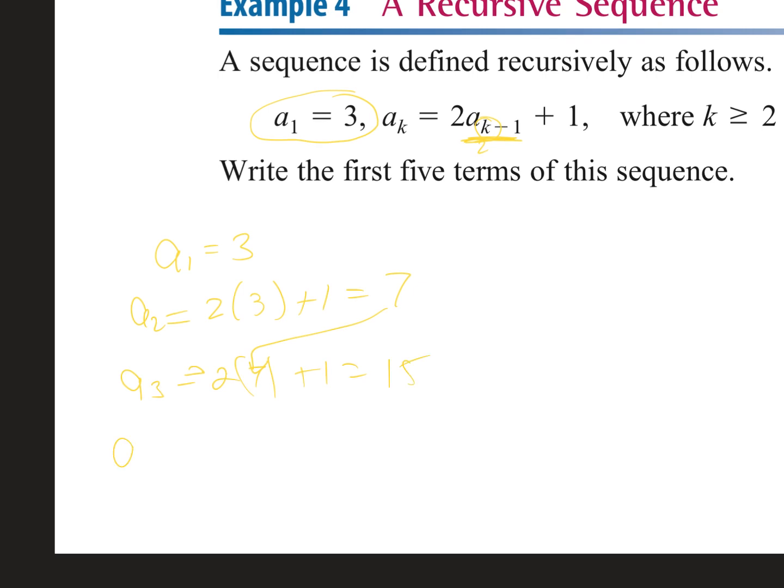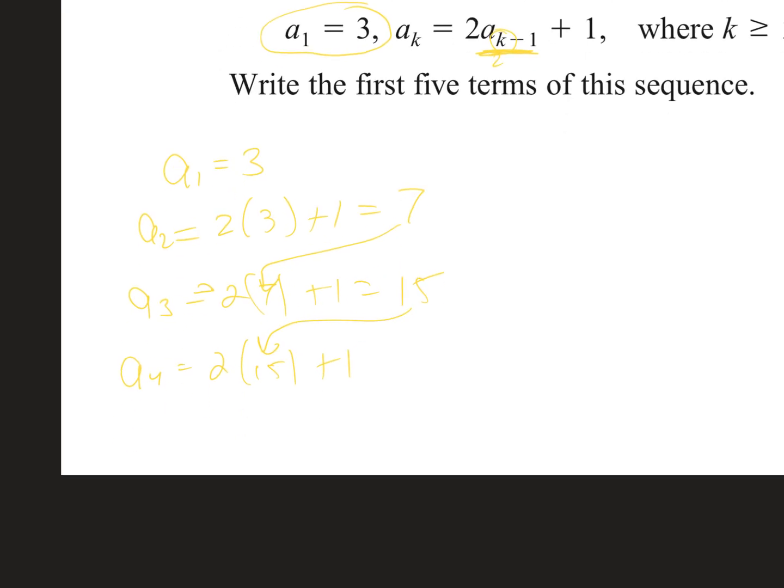In order to find the next term, I have to know the term before it. So now it would be 2 times 15 plus 1. What's 2 times 15? 30 plus 1 is 31. Well, to find the fifth term, then I have to know what? The term before it. So all you're doing is just plugging in the term previous for a recursive. So what's 31 times 2? Plus 1 is 63. So recursive's not really very useful to us, because in order to find the next term, you have to know the one before it. So it's kind of silly.